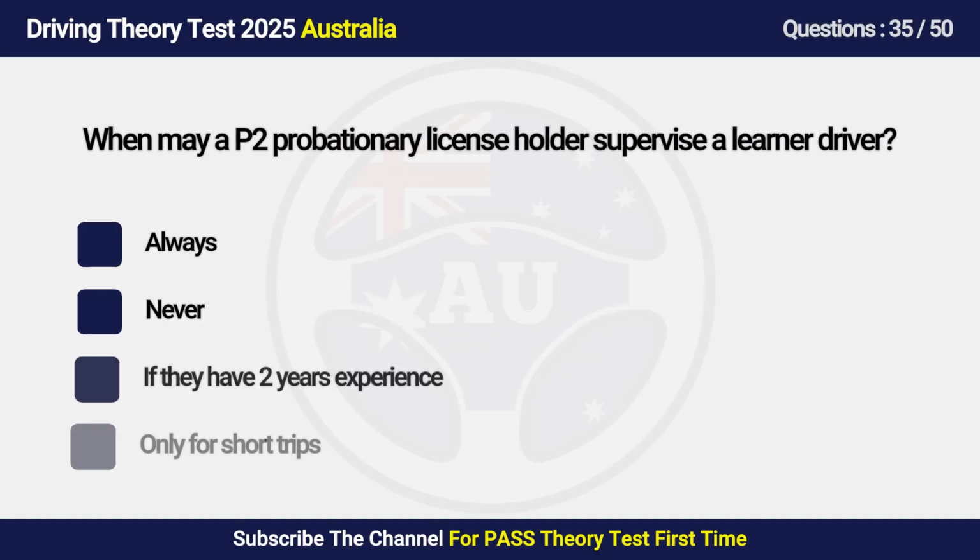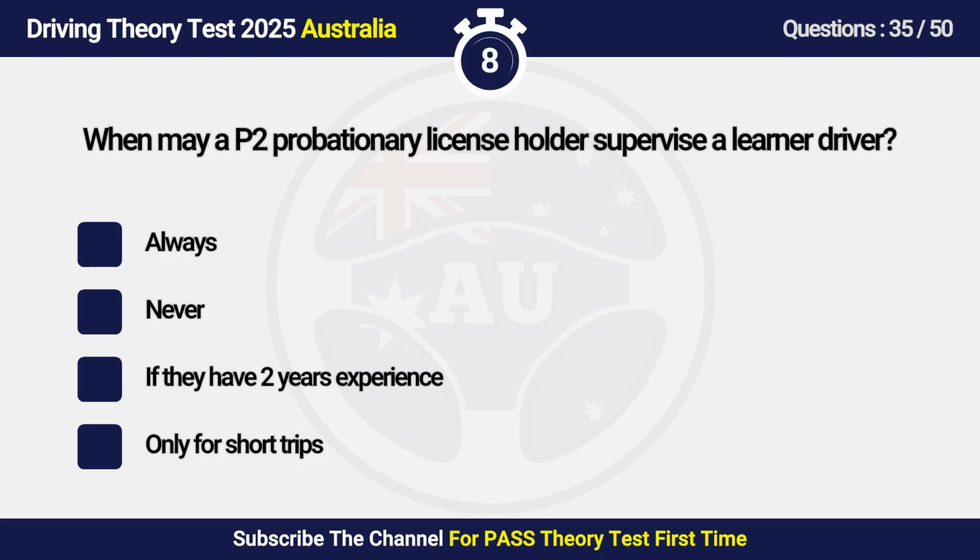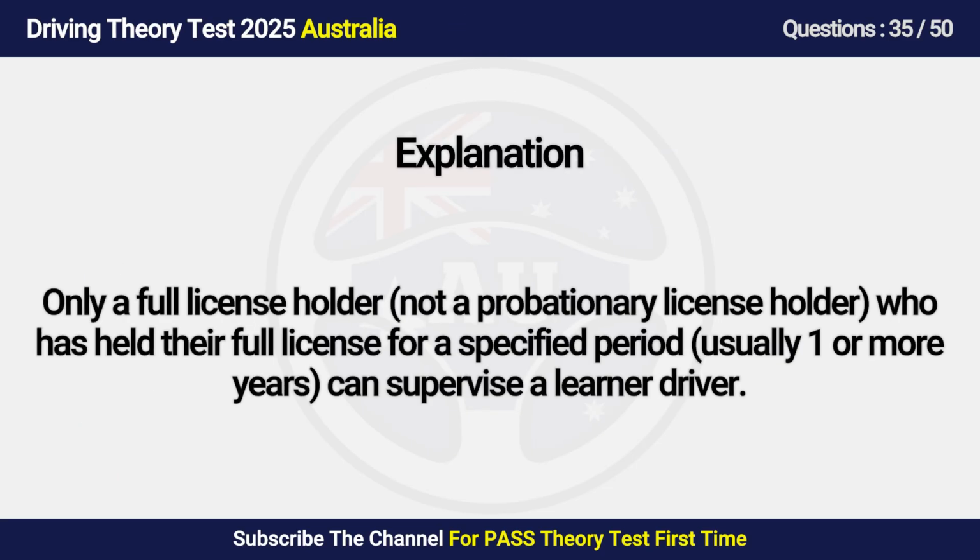Question 35. When may a probationary license holder supervise a learner driver? A. Always. B. Never. C. If they have 2 years experience. D. Only for short trips. Answer is B. Never. Only a full license holder, not a probationary license holder, who has held their full license for a period, usually 1 or more years, can supervise a learner driver.